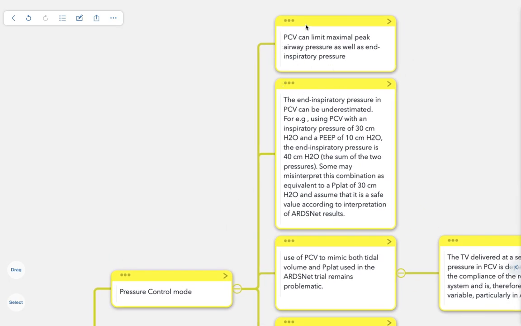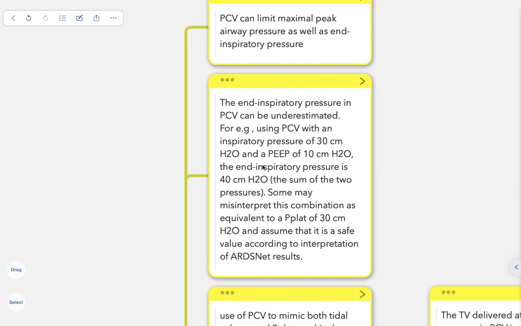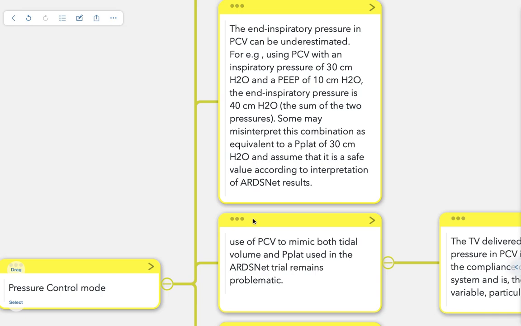Pressure control ventilation basically limits the maximal peak airway pressure as well as end inspiratory pressures. Now the end inspiratory pressure in PCV can be underestimated. For example, using pressure control ventilation with an inspiratory pressure of 30 centimeters and a PEEP of 10, the end inspiratory pressure is 40. Some may misinterpret this combination as equivalent to a plateau pressure of 30 and assume that it is a safe value according to the ARDSNet results, but it is actually 40, which is higher than the plateau pressure our goal tells us to aim for. So in that case, we need to reduce the tidal volumes. That is something that has to be kept in mind.